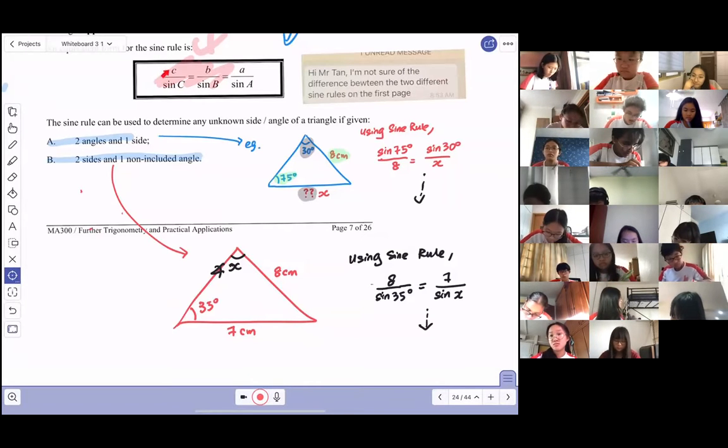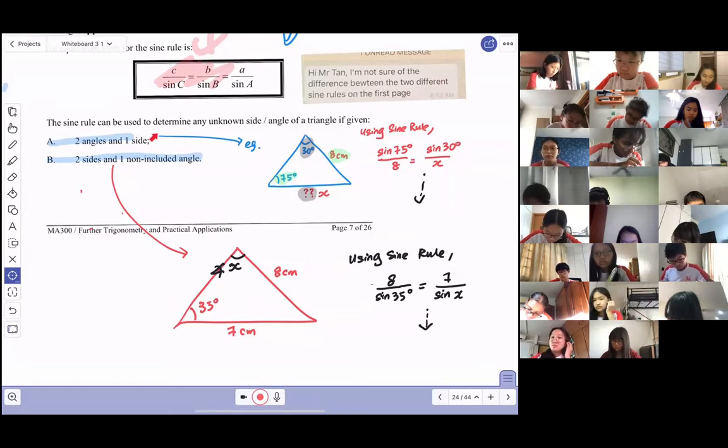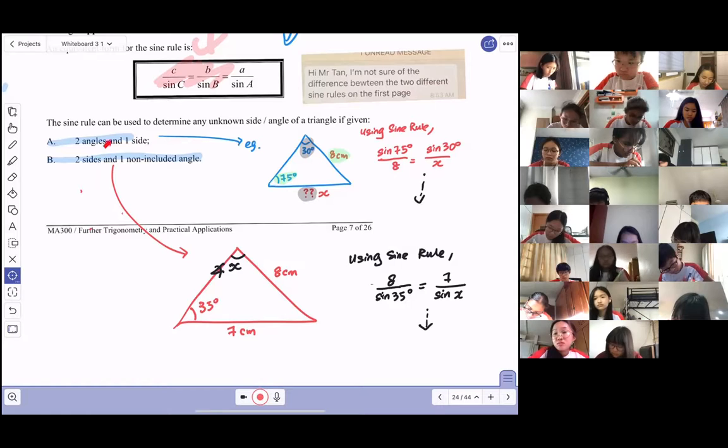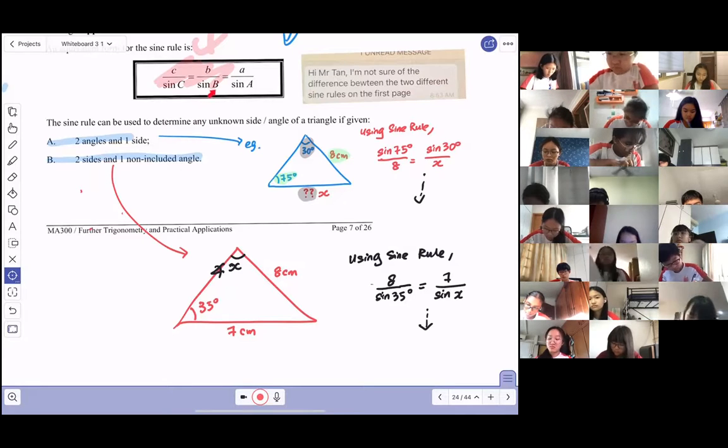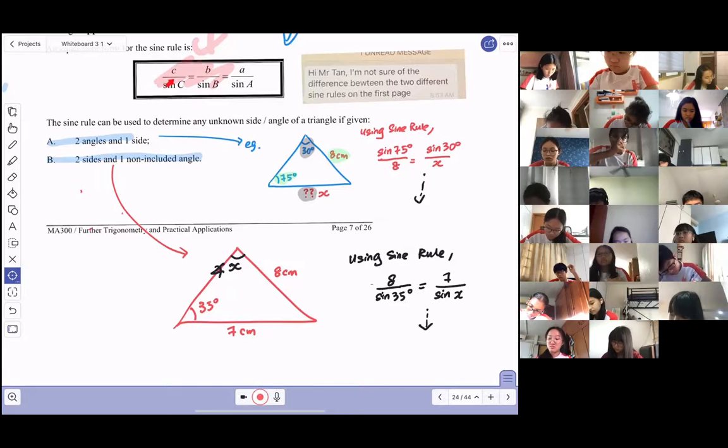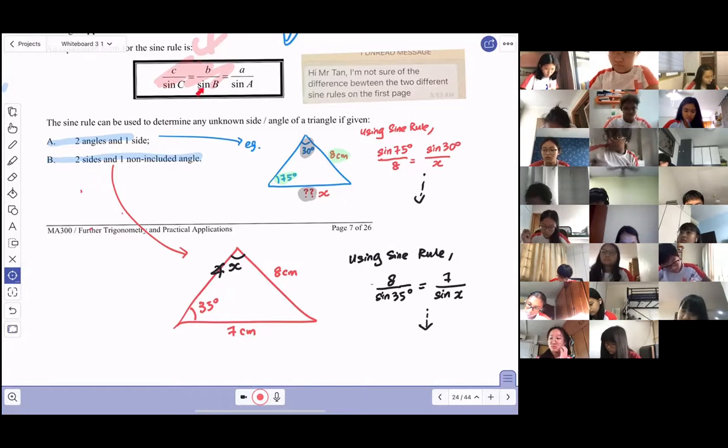I can use it to ask you to find an unknown angle or unknown side. Do not worry too much about the difference between these two. They are just two scenarios. More importantly, you know this formula and you ask yourself, what can you fit in? Can you fit the angles in? Can you fit a side in?